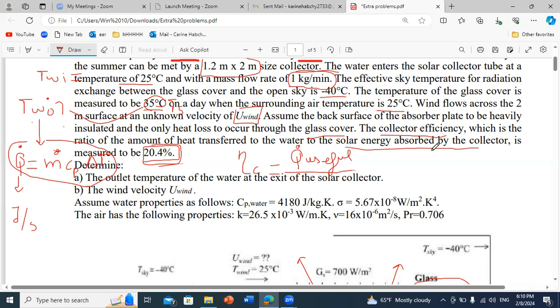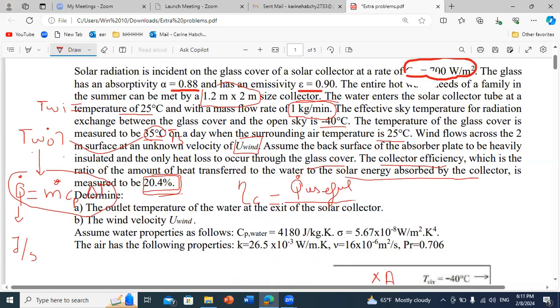Now, we know that the flux of the sun is 700 watt per meter square. And first, to get it in watt, we multiply by A. So this will be the rate reaching the glass cover. But you know that only a portion will be absorbed. This is why they gave us the absorptivity. So now we'll use the absorptivity given in order to calculate Q dot solar absorbed. And now all we have to do is to replace in this equation.